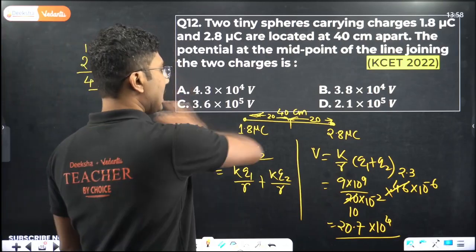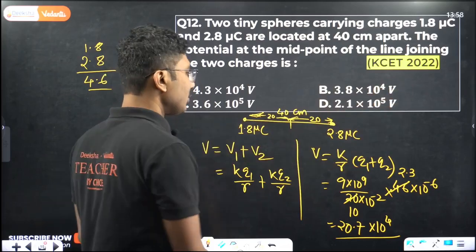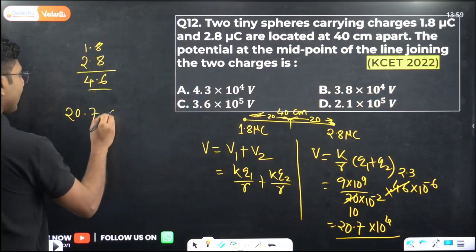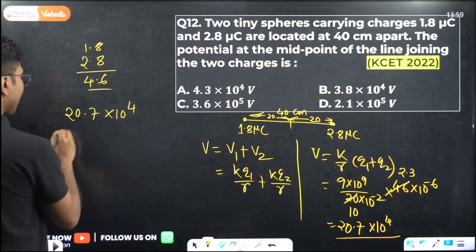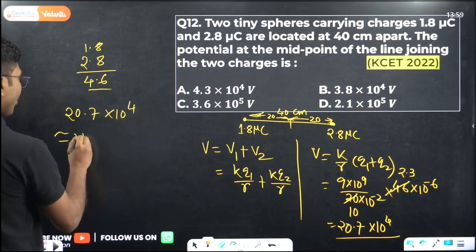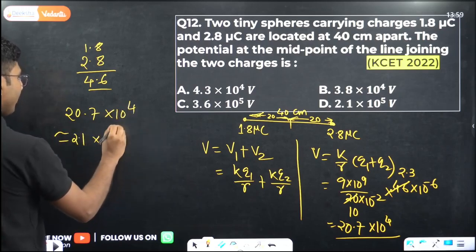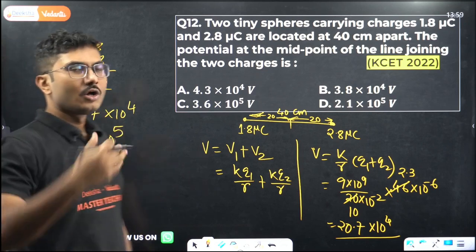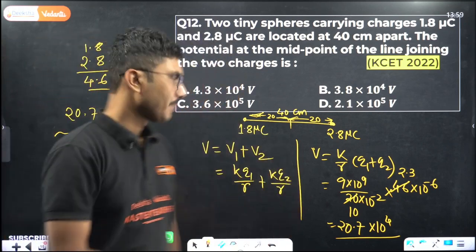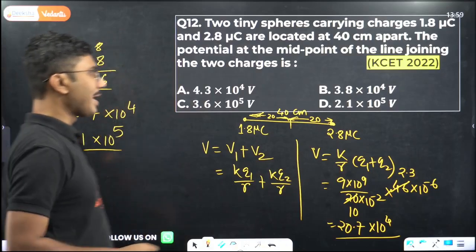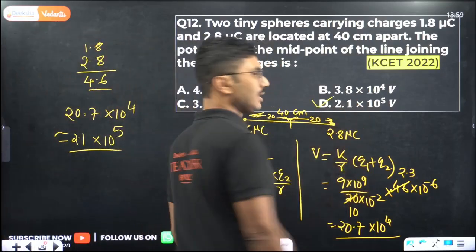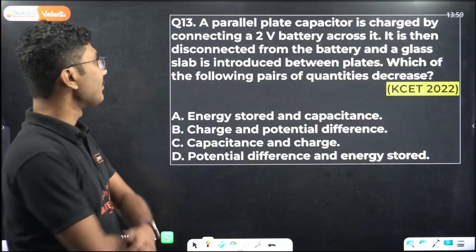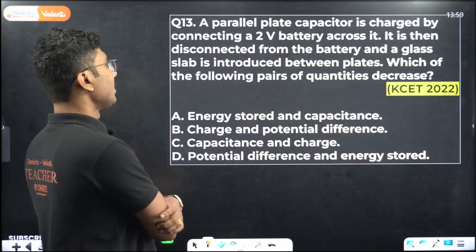But if you see, none of the answers are actually matching. So what to do? 20.7 into 10 to the power of 4 can be approximated as 2.1 into 10 to the power of 5. So basically we have shifted one decimal, and 0.07 we are considering to be 0.1. So this is now matching with our answer. Just calculate it, very easy, no rocket science here. Simplify it and you will be able to solve it.